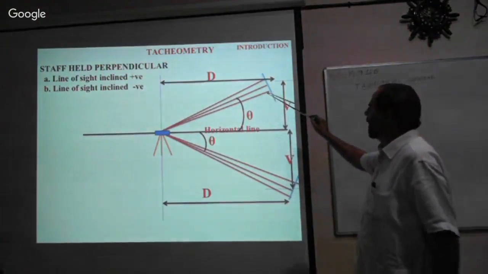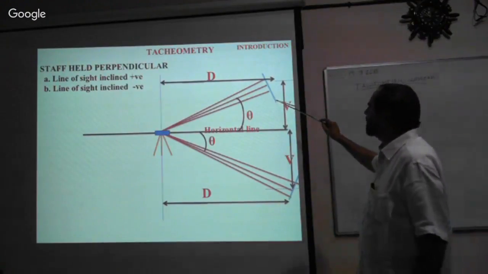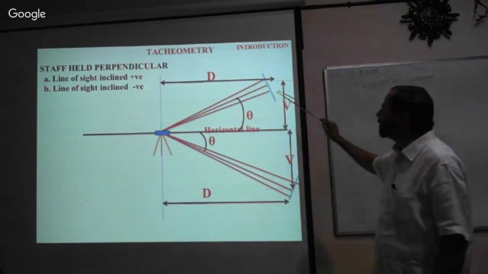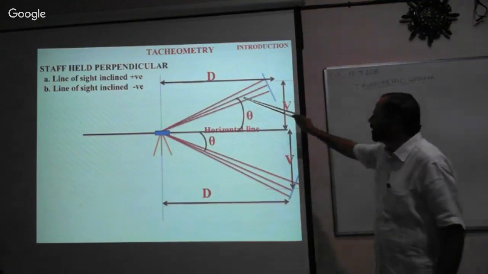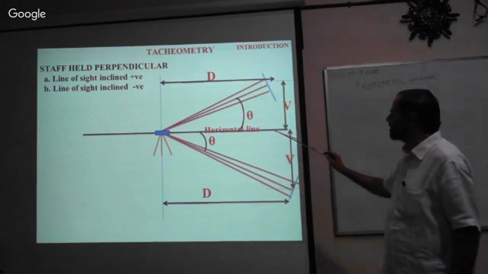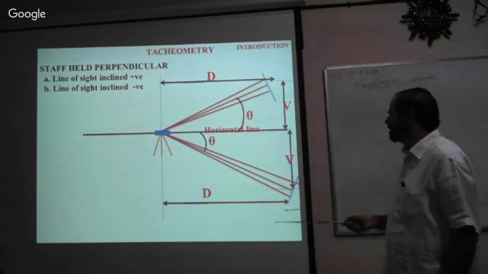Now again, the only difference between the previous case and this case is whether the staff is held inclined or held perpendicular to the line of sight. Angle of elevation is one case and angle of depression is another case. Staff held perpendicular to the line of sight. Here, same thing again.